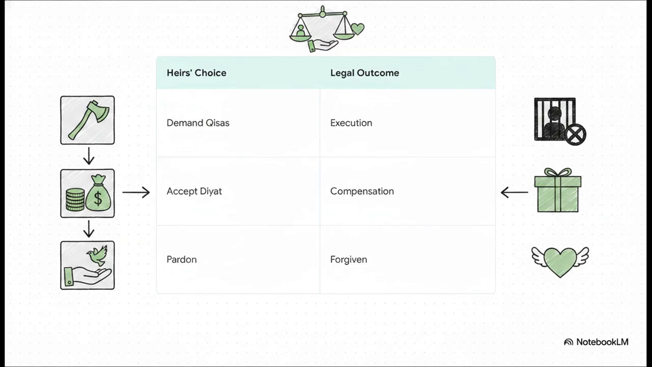Second, they can accept diyat. This is financial compensation, and if they accept the money, the execution is formally waived. Or third, they can grant a pardon, known in the law as afwa. This is where the killer is forgiven outright, without money, entirely extinguishing the qisas death sentence. So think about that. The final fate of the accused quite literally rests in the hands of the victim's grieving family. It makes for an incredibly profoundly victim-centric justice system.